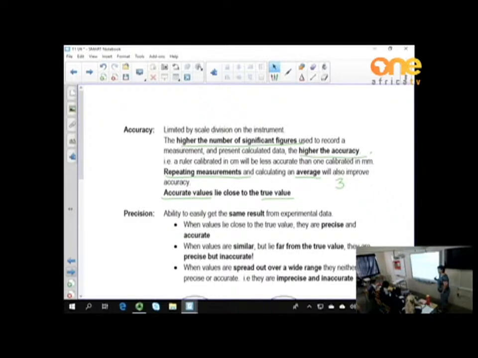Precision, to be precise, is the ability to get the same result from experimental data. Then you are precise. When values lie close to the true value, they are precise and accurate. So does being precise and being accurate mean the same thing? No, it doesn't.